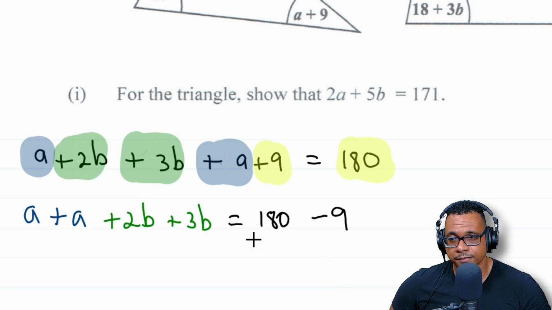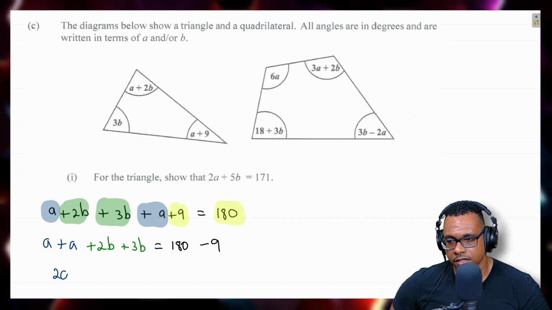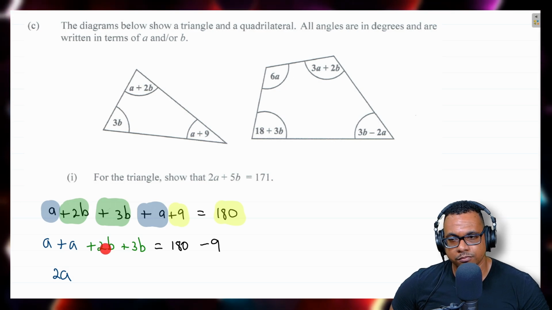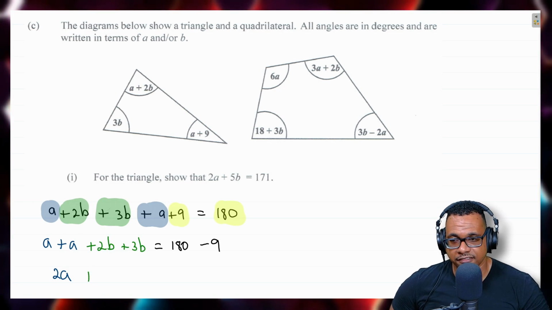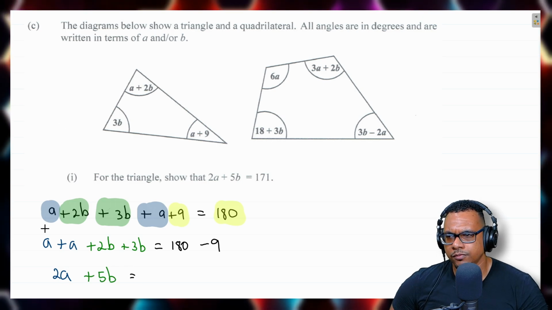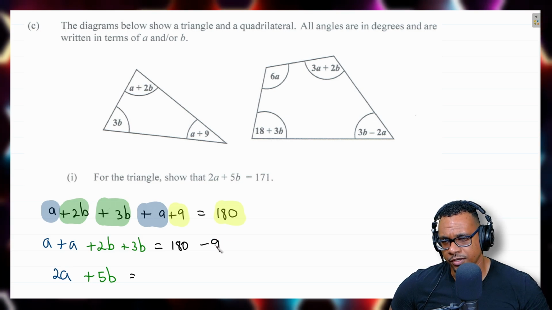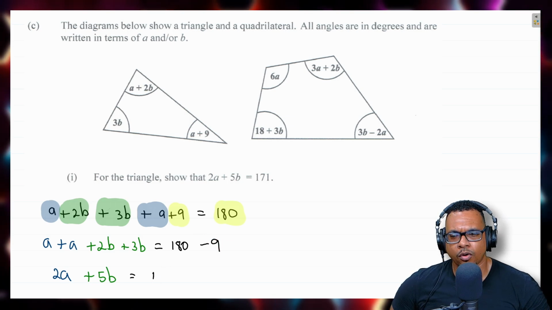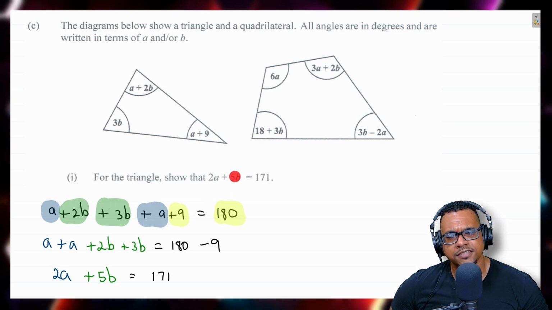So now let's simplify. So a plus a is 2a. So we get 2a here. Then we have positive 2b plus 3b. That's positive 5b. And that'll be equal to, and of course 180 take away 9 is 171. So we'll have 171. And that's exactly what they have here. 2a plus 5b is equal to 171.